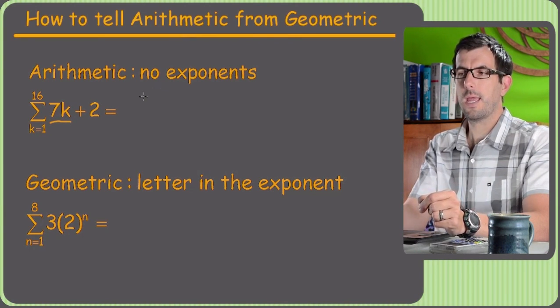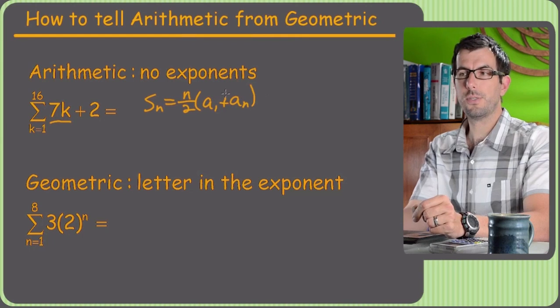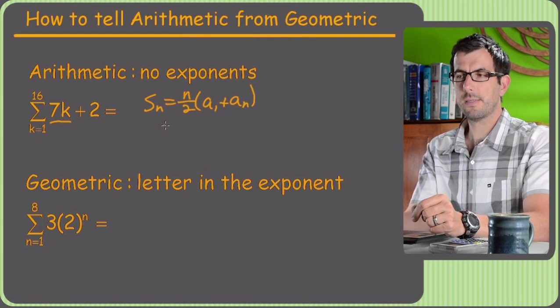And the formula for this one is going to be that the S of n terms of an arithmetic sequence equals n over 2 times a1 plus an. And that's all there is to it. So in this case, I'm finding the sum of 16 terms, 1 through 16.